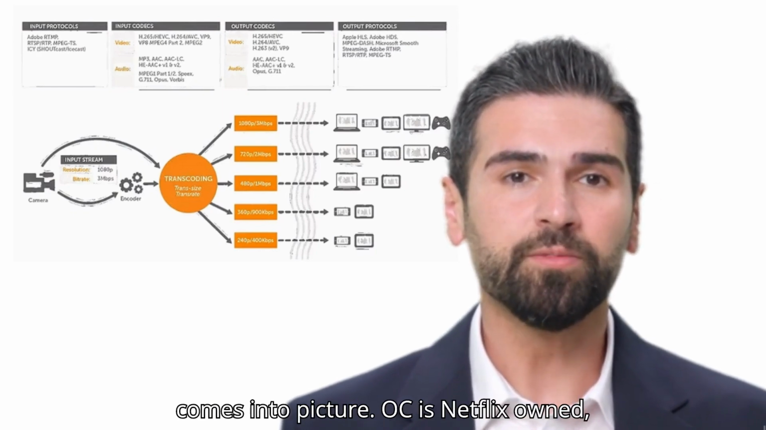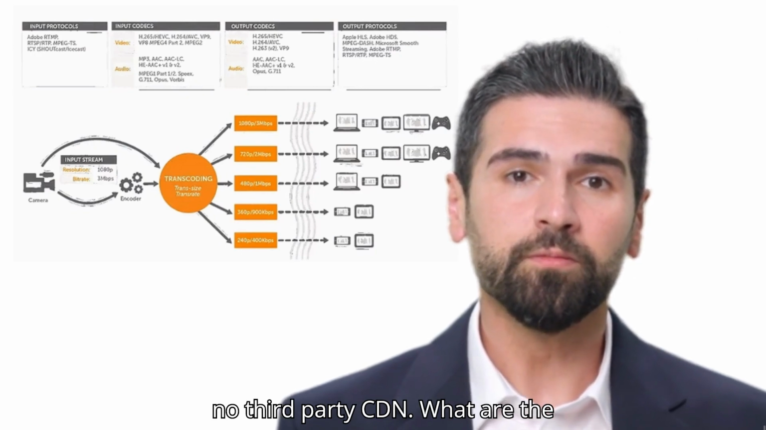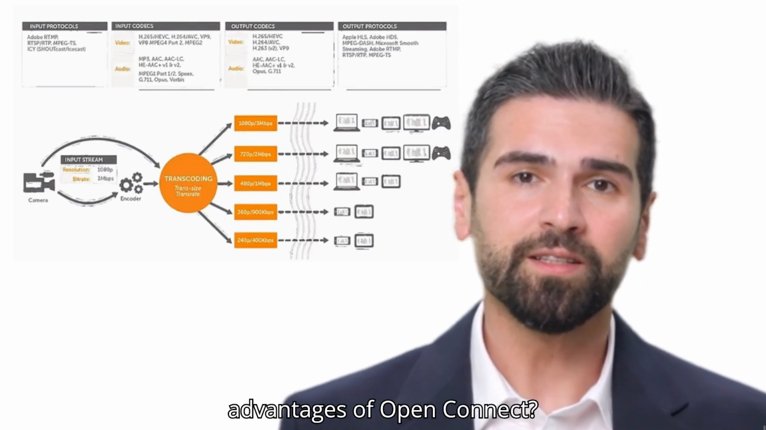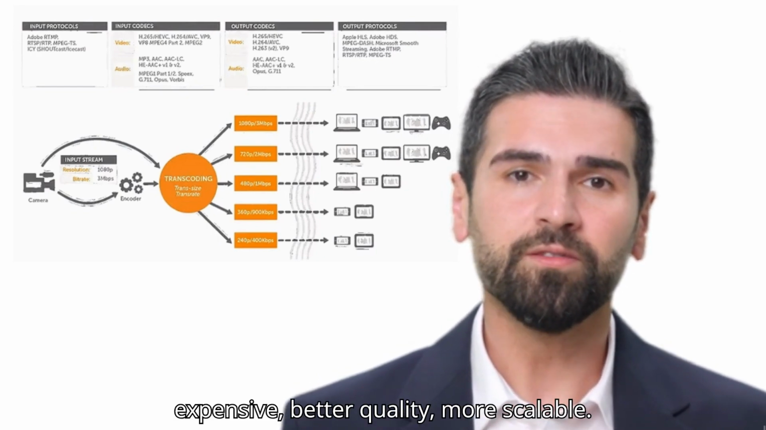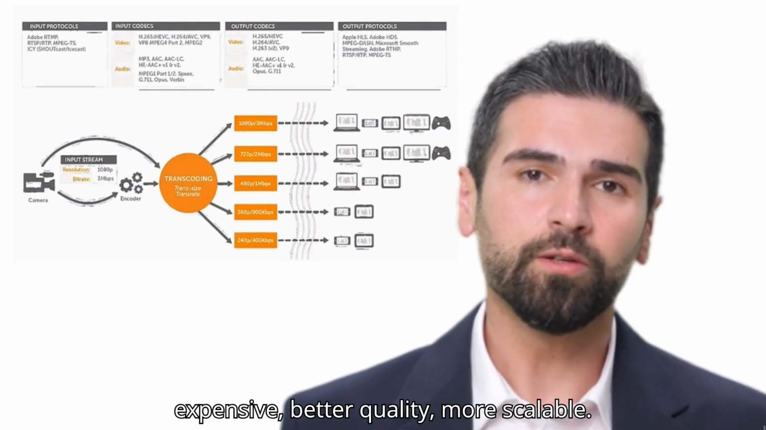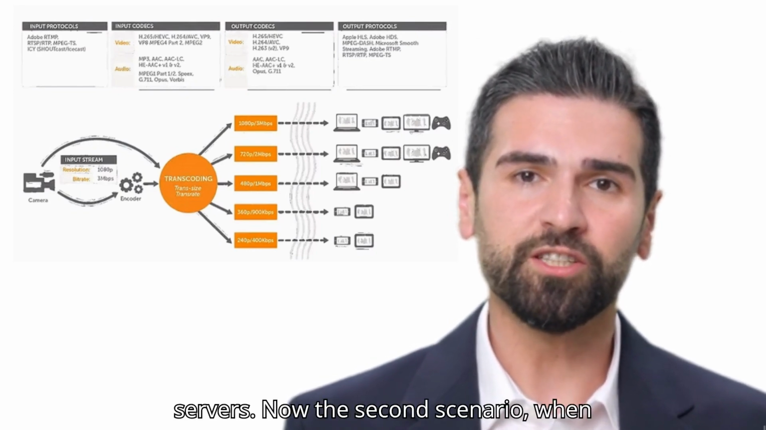OC, Open Connect, comes into the picture. OC is Netflix-owned, not a third-party CDN. What are the advantages of Open Connect? Less expensive, better quality, more scalable. So once the videos are transcoded, these files are pushed to all of the OC servers.